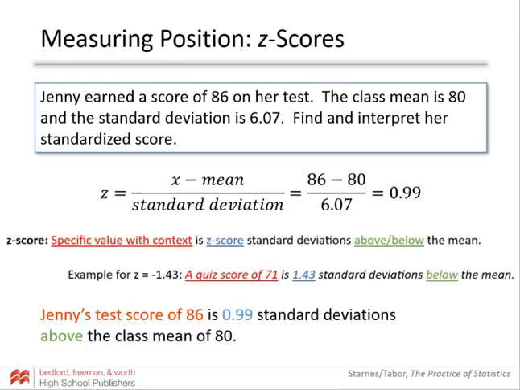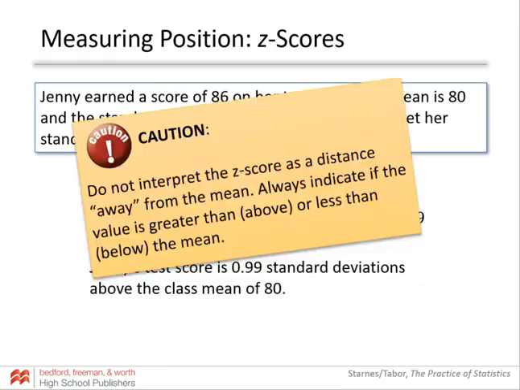Okay, and so when we interpret, this is kind of the formula that I want you guys to follow. That way you'll always get full credit. All right, the number with context. Okay, so her test, we can't just say 86. We have to say her test score of 86 is whatever the z-score is, 0.99 standard deviations, and then you have to say above or below the mean. All right, anything with a positive z-score is above the mean. Anything with a negative z-score is below the mean. Okay, so the tip for you there is make sure you don't say away from the mean. Make sure you describe it as above or below.